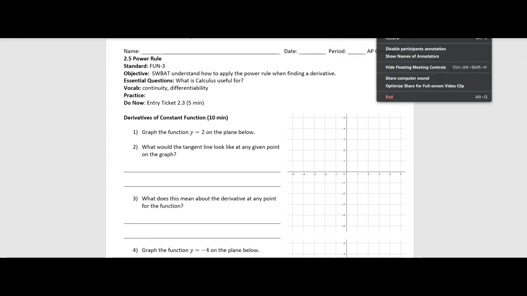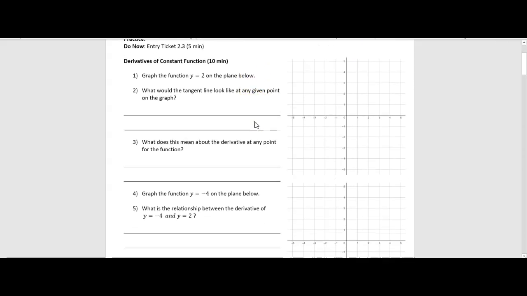First thing we're going to do is talk about the derivatives of constant functions. So it says graph the function y equals 2 on the plane below, and then you have two other questions to answer. So I'd encourage you to pause the video, take a minute or two to answer questions 1 through 3, and then come back and listen to the discussion.